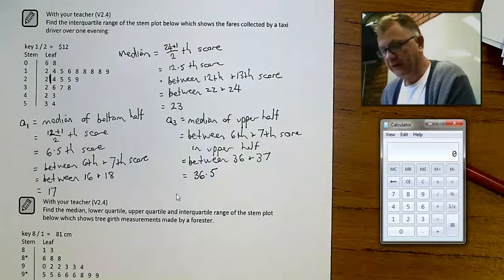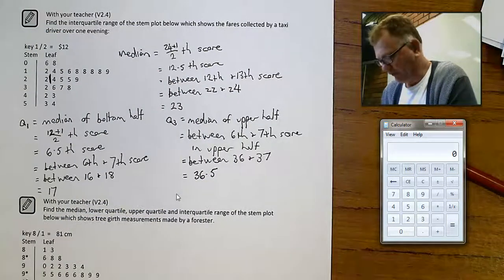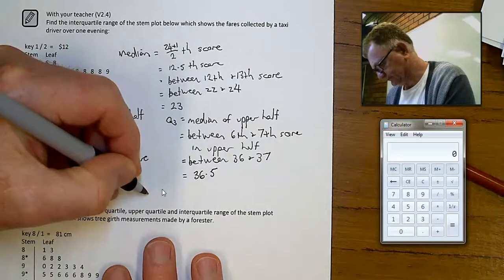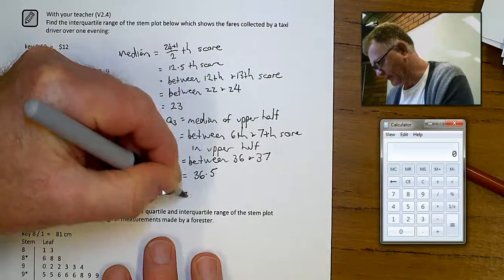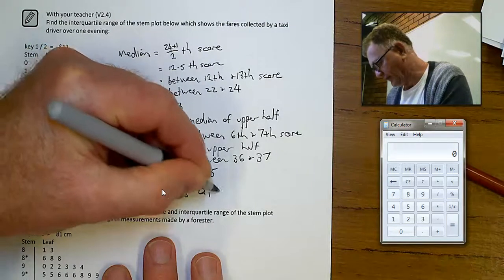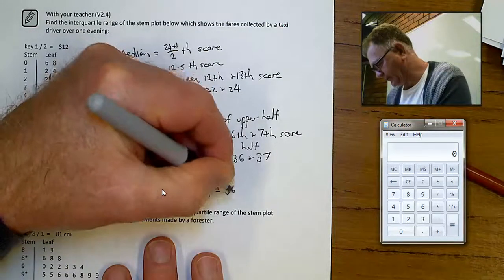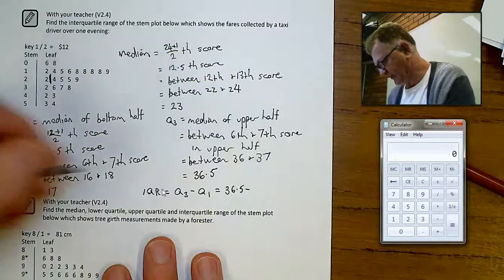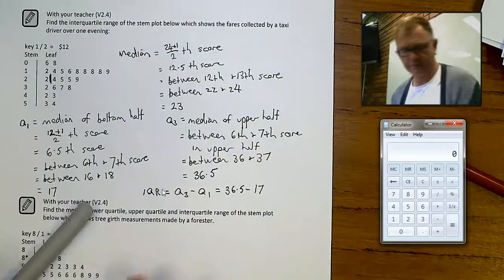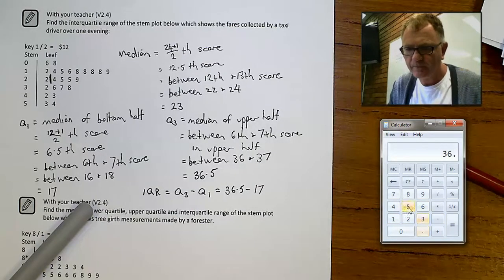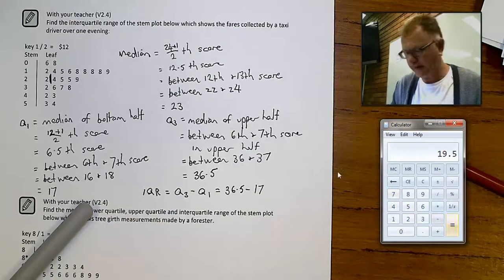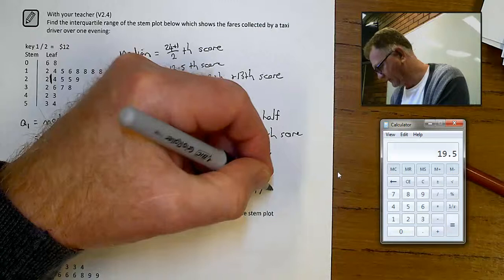And the question also asks us to work out the interquartile range, which is the difference between the upper quartile and the lower quartile. So it's going to be 36.5 take away 17. I'll go for my trusty calculator. Ta-da, 19.5.